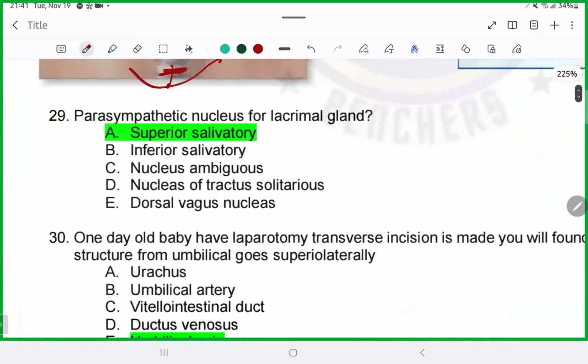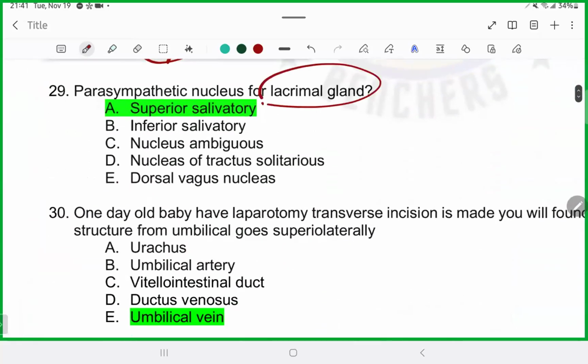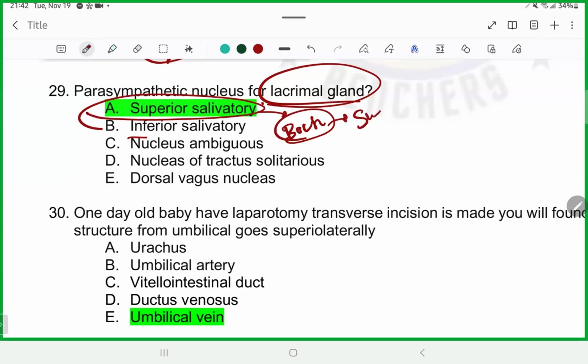Then parasympathetic nucleus of superior salivatory nucleus. Guys, you can be confused about inferior salivatory, but if you have done my classes, you will just remember that you have heard me say superior salivatory and lacrimatory nucleus a lot of times.